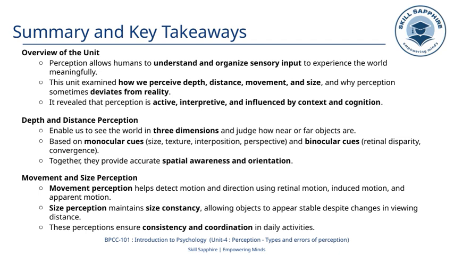Moving on to movement and size perception, detecting motion allows us to understand the direction and speed of moving objects. We use retinal motion, induced motion, and apparent motion for this. Size perception involves maintaining size constancy, which means our brain keeps objects appearing the same size despite changes in distance. This consistency is vital for our daily activities, ensuring our perceptions remain stable even as conditions change. All these perceptual processes are interconnected and essential for a coherent experience of the world.